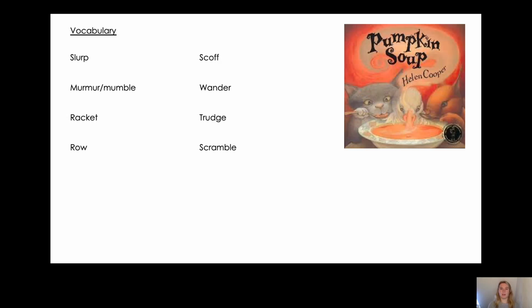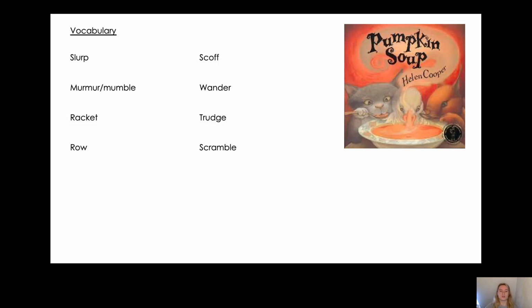And we've got a racket. Now, a racket, what was that? Yes, that's right. A racket is when there's lots of noise. So, for example, if you were playing musical instruments, it would be a racket, wouldn't it? There'd be lots and lots of noise. Now, you could also have a racket if a baby's crying. If they're crying and making lots of noise, that's also a racket. And a racket's not always a pleasant noise. It's not always a nice noise to listen to.